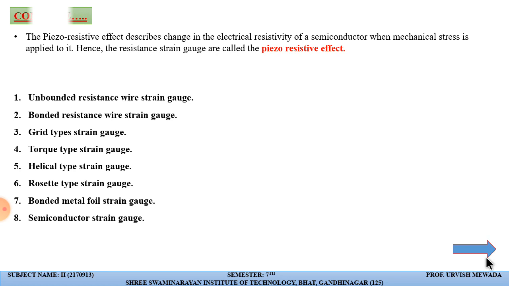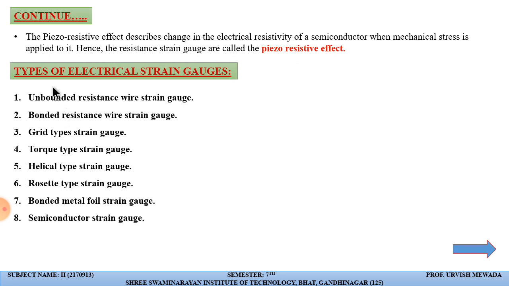Now the piezoresistive effect generally describes the change in the electrical resistivity of a semiconductor when mechanical stress is applied. As I explained in the previous slide, resistance strain gauges are based on the piezoresistive effect. So these are the types of electrical strain gauges we generally use for strain measurement as per our requirement.